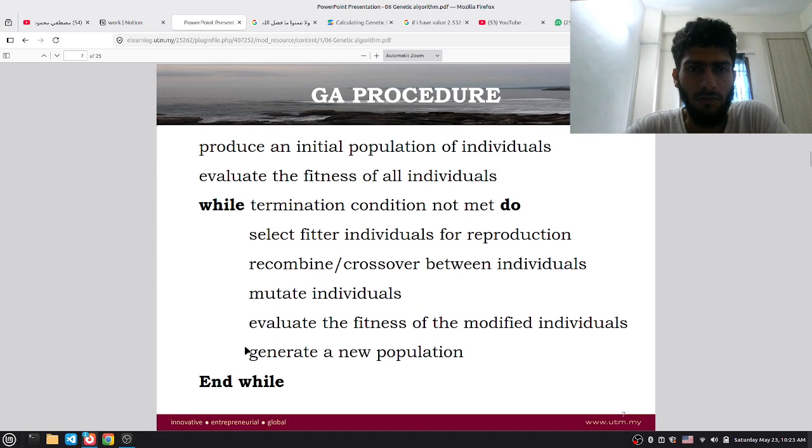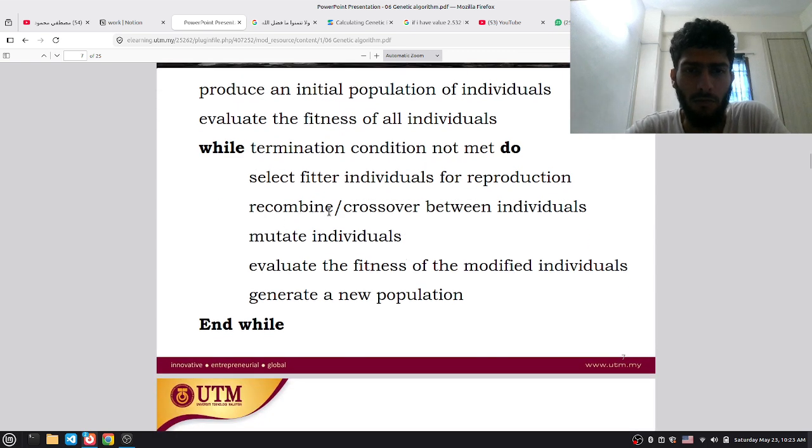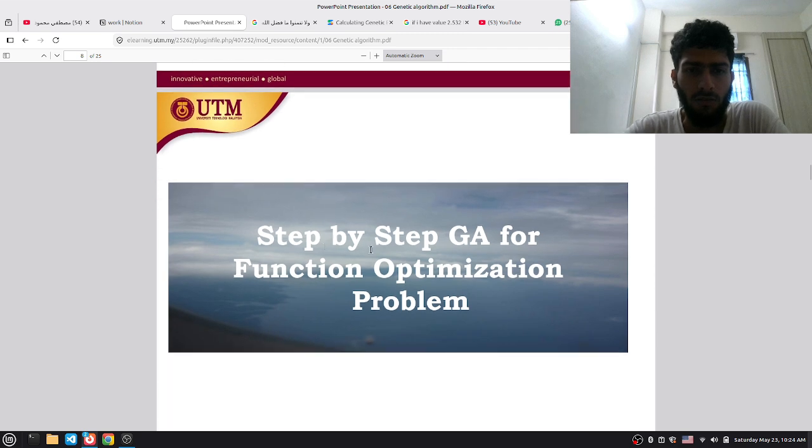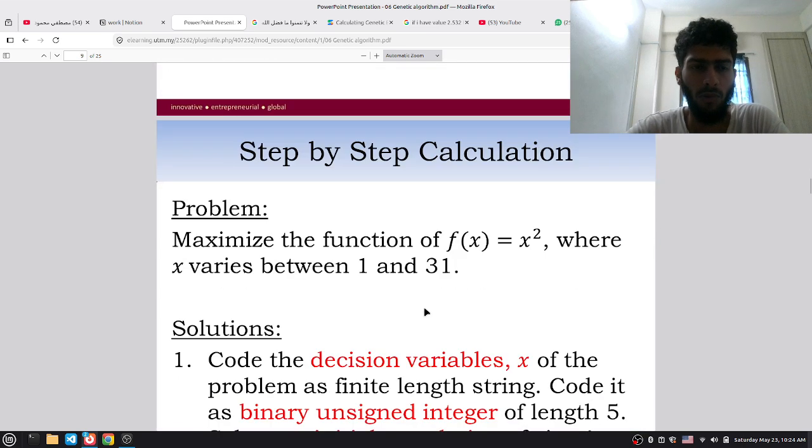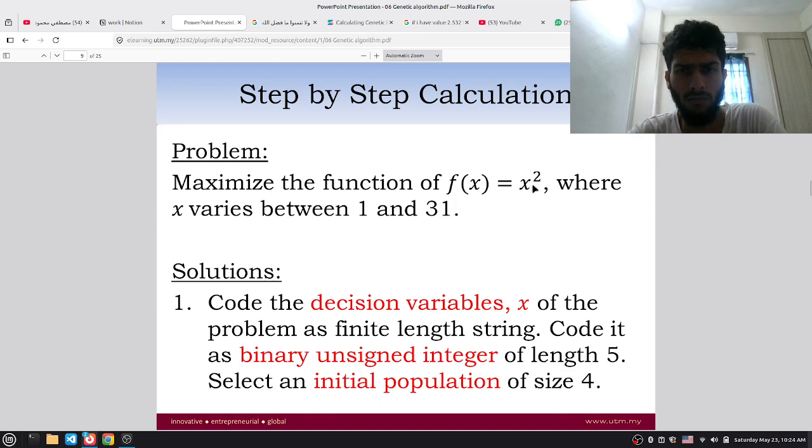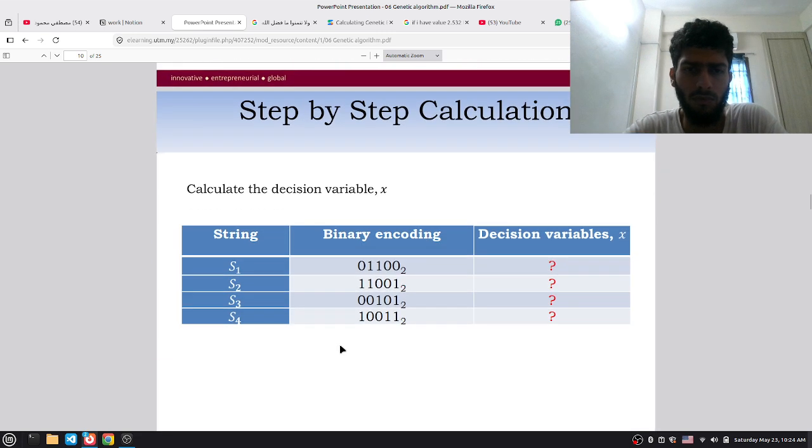Next one, the genetic algorithm process. So we have: while termination condition not met, select. Very boring stuff. Recombine, crossover between individuals, mutate individuals. Step by step genetic algorithm for a function optimization problem. We have the problem over here: f(x) equals x to the power of 2, where x varies between 0 and 31. We will go through the table, so start doing this.